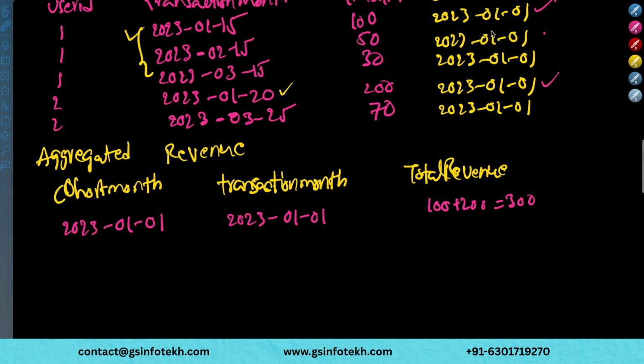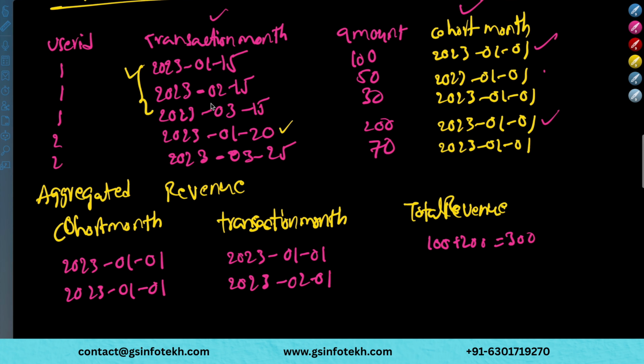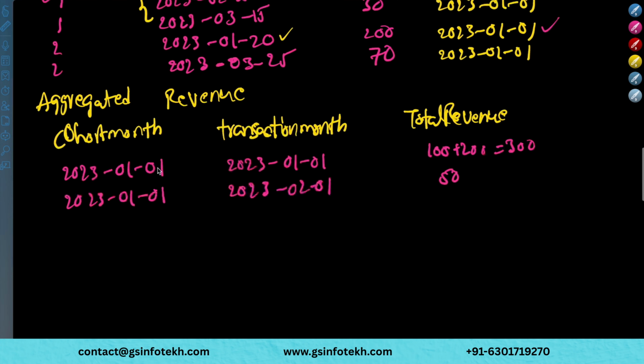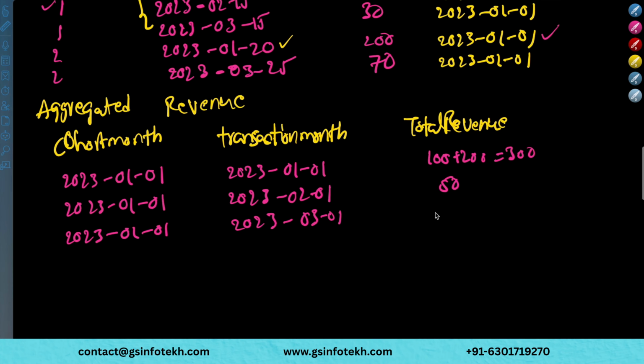In the similar way, if I do it for the other rows also, I will get 2023-02-01, and that is only 50 because I have only this second row. In the similar way, for the other row, 2023-03-01, I will have 30 plus 70, which is equal to 100. So this is my aggregated revenue at a cohort and transaction level, right?